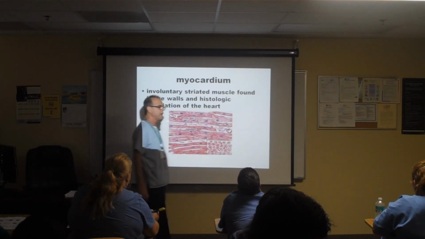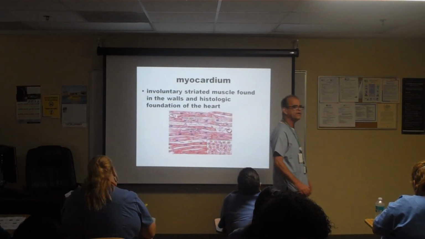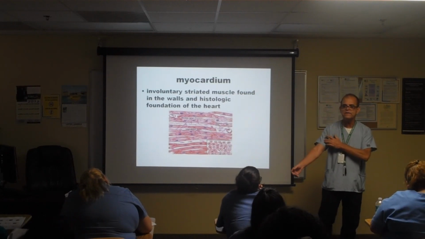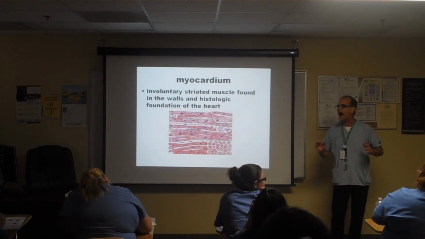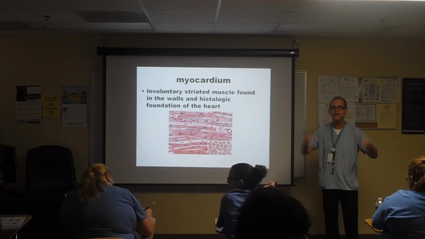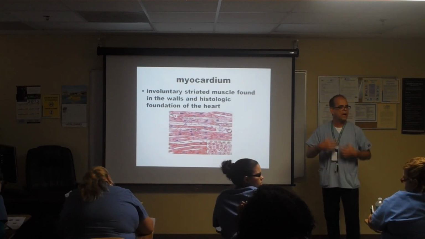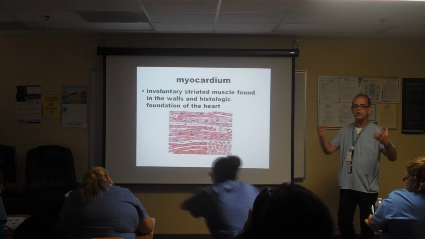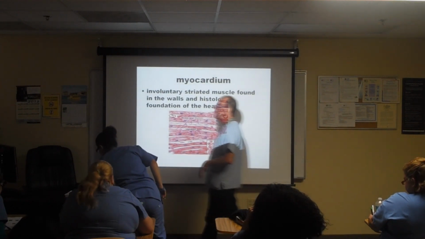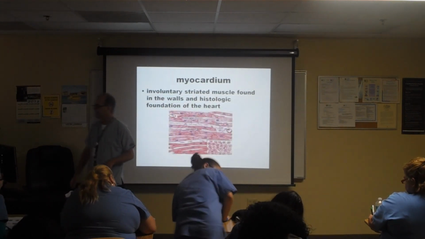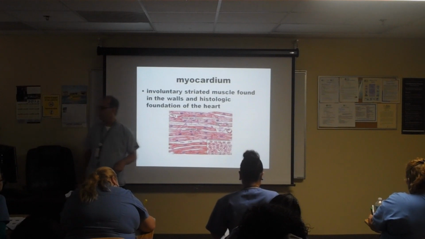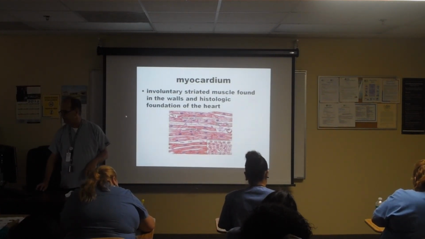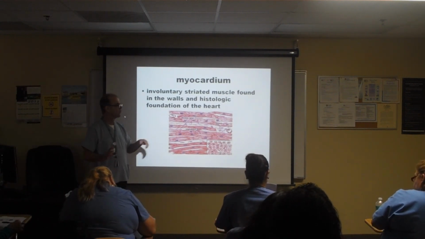Myocardium. Myocardium is very important because the cells of the myocardium are muscular, are striated, but have some difference from the cells of the muscle of the body. The most important difference is that they are involuntary. You cannot change your heart consciously. This is something that you cannot do with the heart. They are involuntary. Striated muscle, involuntary, in the wall and histological foundation of the heart. You know that this cell has something.